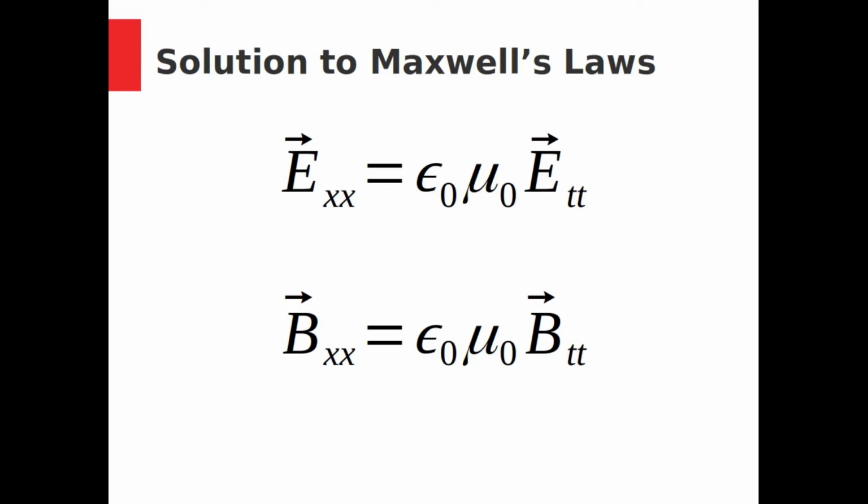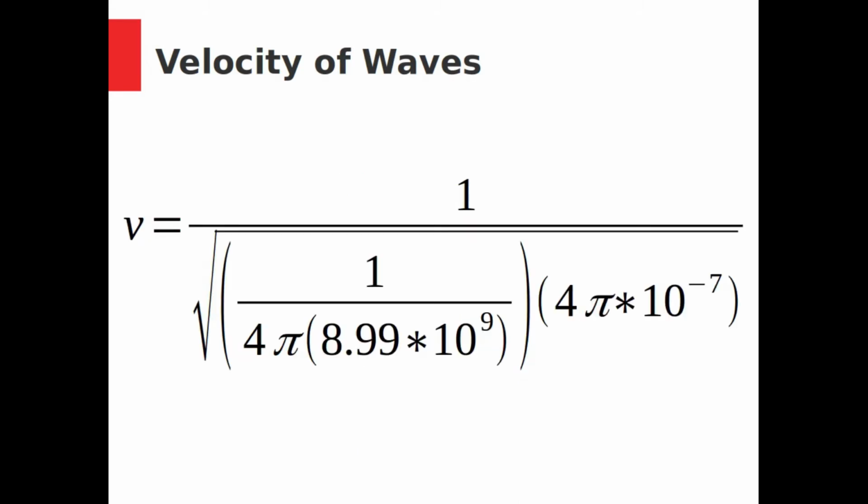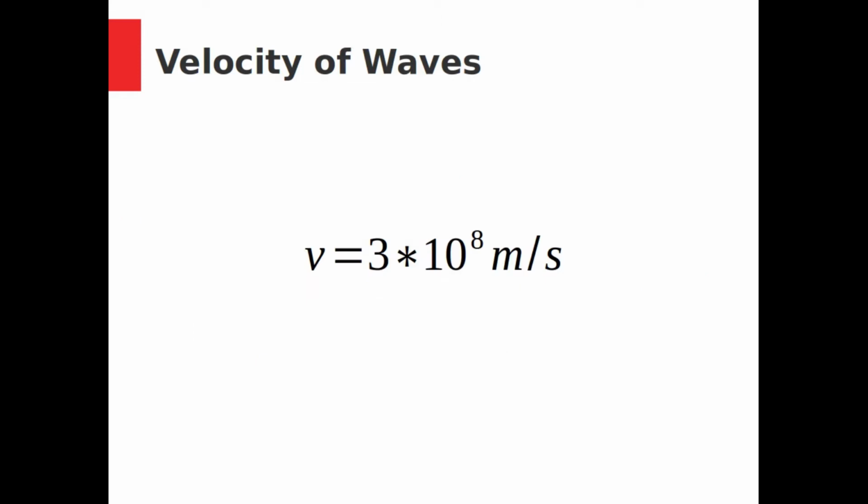Those two coefficients, epsilon 0, mu 0, that's equal to 1 over the square of the velocity. So let's calculate what the velocity of this electric and magnetic wave would be. Epsilon 0 is equal to 1 over 4 pi k, the constant from Coulomb's law. Since we know k and mu 0, we can plug those in and solve for velocity. 300 million meters per second. Look familiar? It's the speed of light.